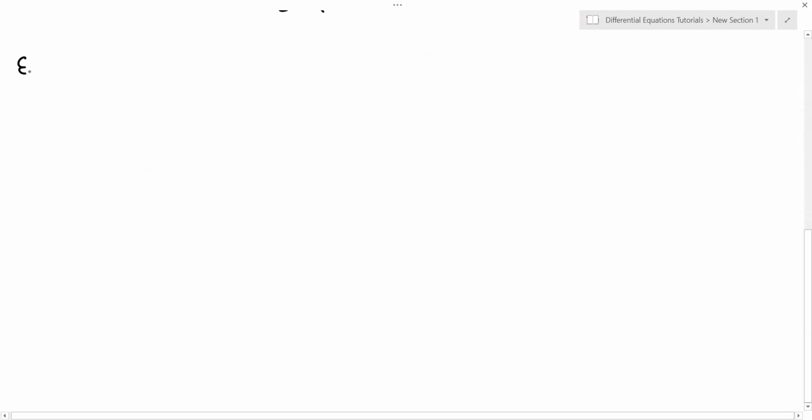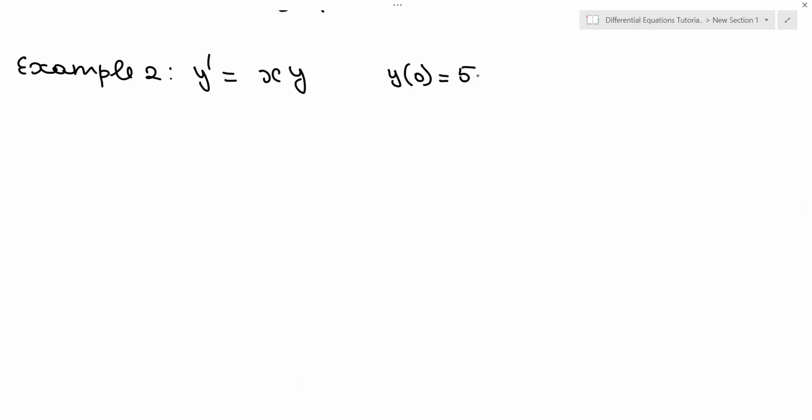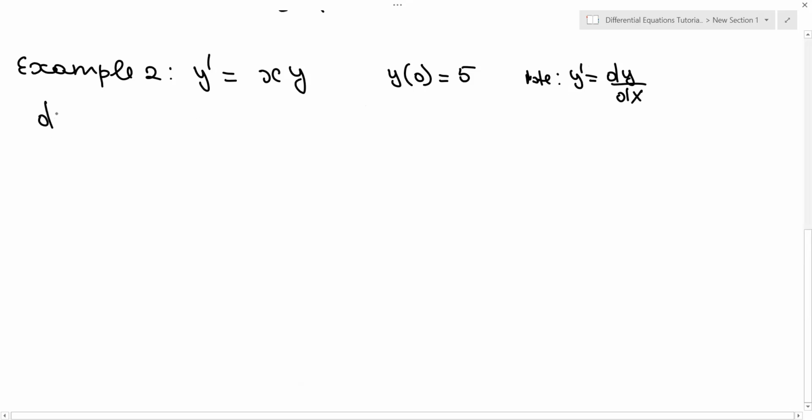So let's look at example 2. We have y prime is equal to xy, with the initial value y(0) is equal to 5. In the previous problem we had dy over dx, but here we have y prime. Some students struggle to get what's going on here. We should always keep in mind that y prime is always equal to dy over dx. So we just write again dy over dx is equal to xy.